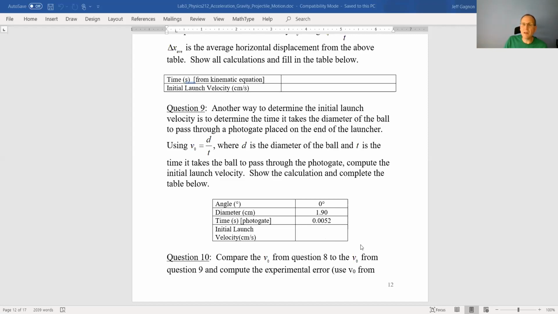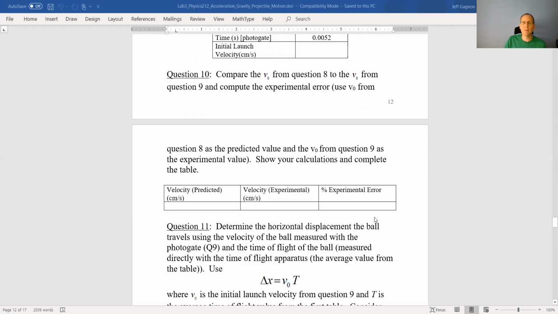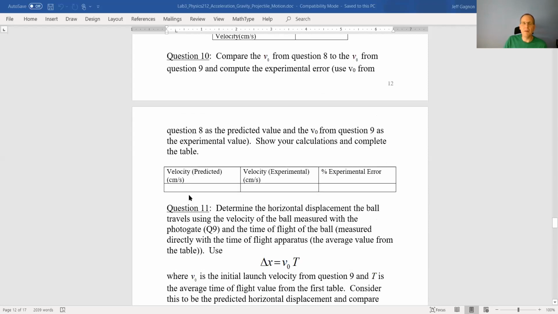Question 10 is simply to compare your two different methods for computing the initial launch velocity. So the predicted value is the one from question 8. The experimental is the one from question 9. And you want to compare them by computing a percent experimental error. Remember, when you compute percent experimental error, it's the difference, absolute value, so you just make it positive, divided by the predicted times 100.